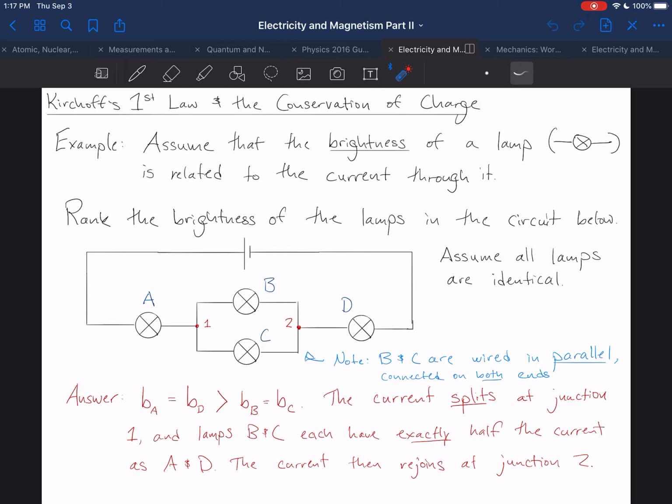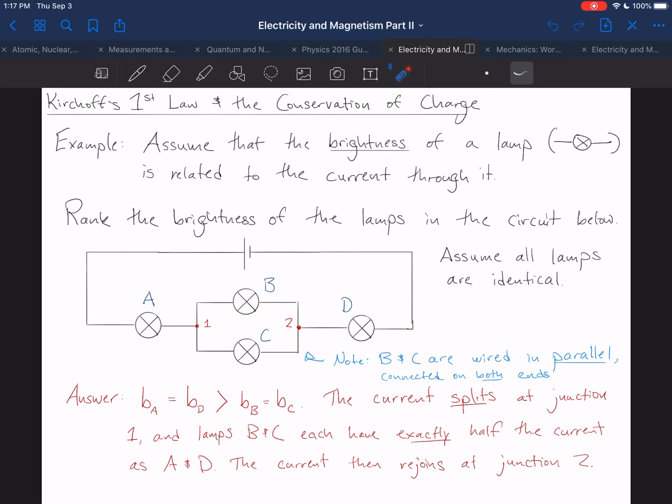So here's an example. Assume that the brightness of a lamp, the brightness of a particular light bulb, is related to the current through it. It's actually kind of a tricky question in general, to what extent that is true, but for a simple approximation, it's pretty good. So if that's the case, then rank the brightness of the lamps in the circuit below, assuming all the lamps are identical. So how does the brightness of A compare to the brightness of B and C and D?